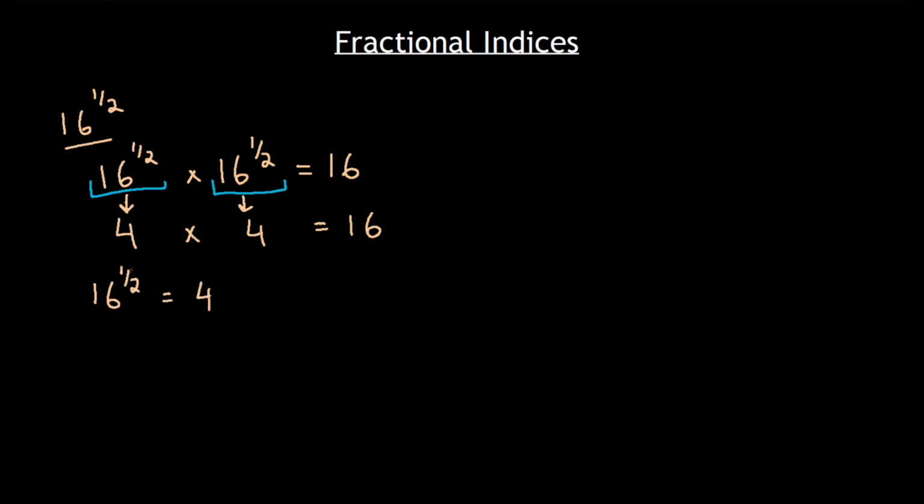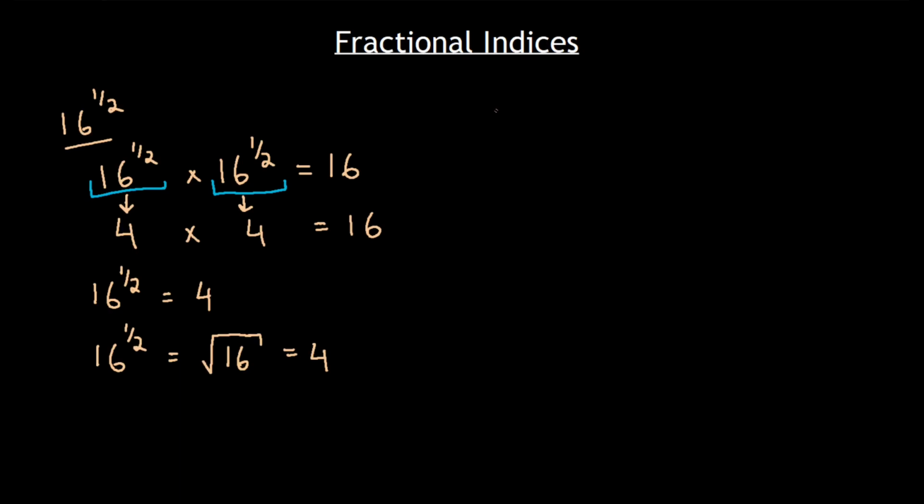So then what's the relationship? How do we go from 16 to 4? What operation do we use? The only way is by square rooting. So we can say 16 to the power of a half is the same thing as the square root of 16, because that makes 4.